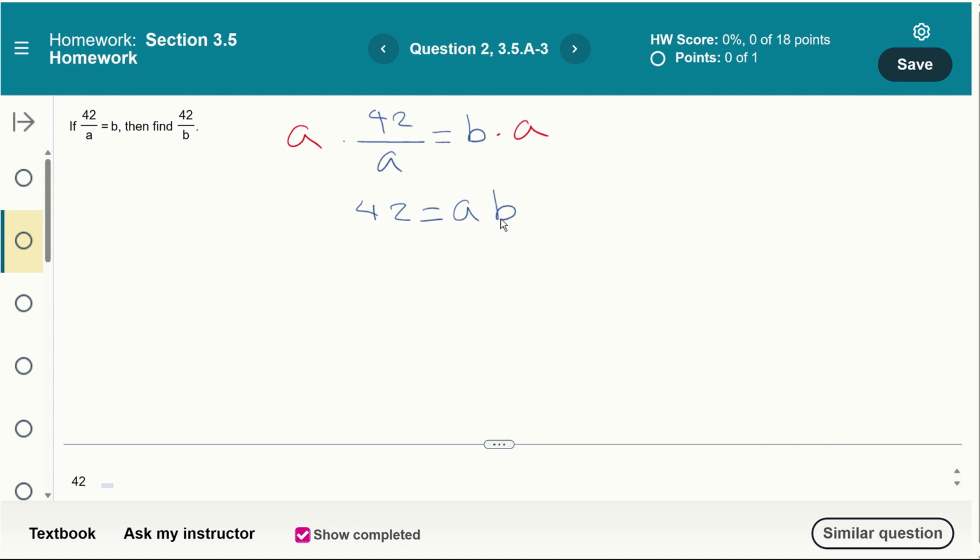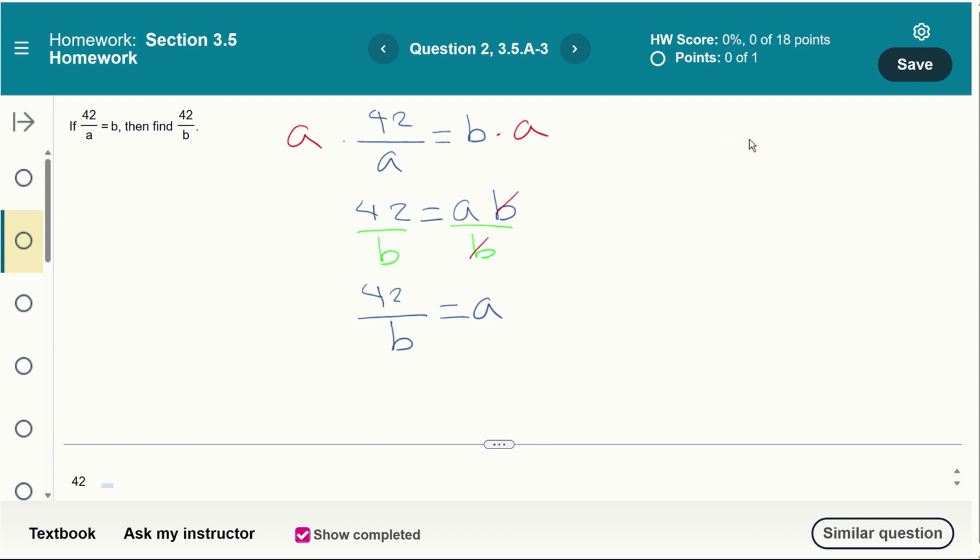Now we're trying to find 42 divided by B, right? So all we have to do is go ahead and divide both sides by B, and we end up with these B's canceling out. So we end up with 42 divided by B equals A. All right, so that's one way to handle it.